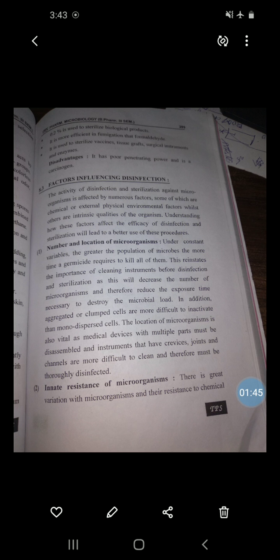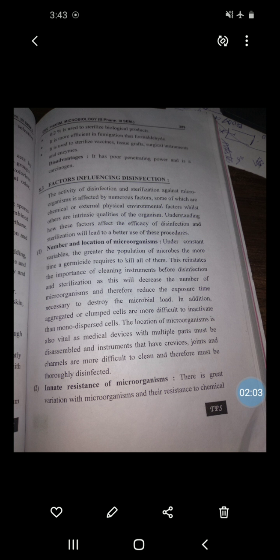First factor, number and location of microorganisms. Under constant variables, the greater the population of microbes, the more time a germicide requires to kill all of them. This shows the importance of cleaning instruments before disinfection and sterilization, as this will decrease the number of microorganisms and therefore reduce the exposure time necessary to destroy the microbial load.